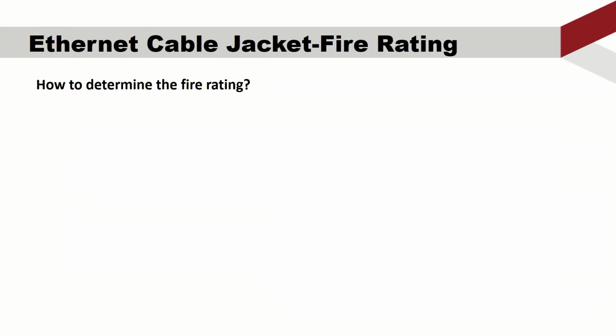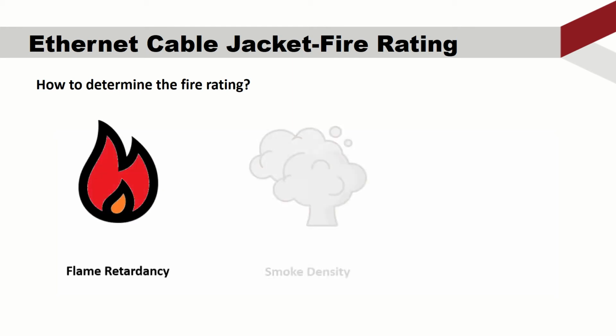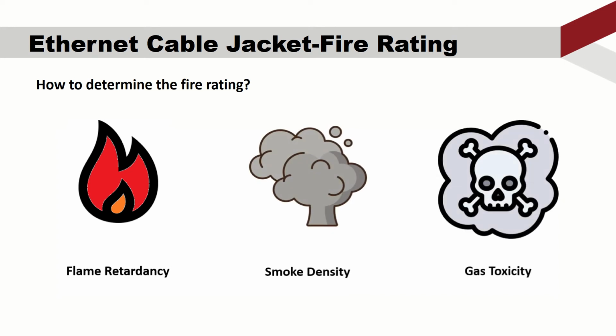So how to determine the fire rating? We have three key elements: the flame retardancy, smoke density, and the toxic gas. Flame retardancy refers to the delay of flame spread along the cable so that the fire does not expand. The smoke density means the density of smoke generated by the burning of the cable. The smoke not only makes people unable to see the escape route clearly, but also causes people to suffocate in a fire. And the gas toxicity measures the toxicity of the combustion gases in a fire and the potential hazard.